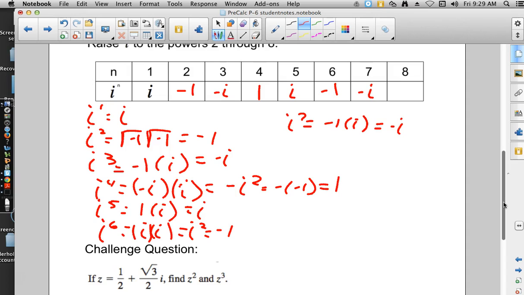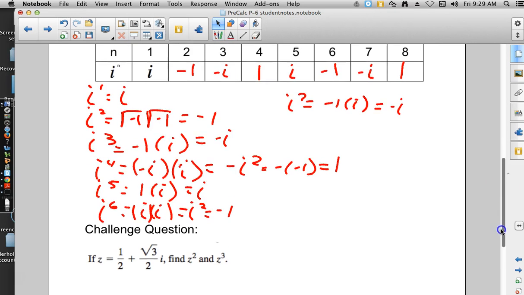And the pattern does just continue again and again and again. So i, negative 1, negative i, 1. i, negative 1, negative i, 1. And what we're supposed to see here is i can still be a part of those powers as we go through this. So we have to always reduce. We never want to leave an i that has a power bigger than 1.